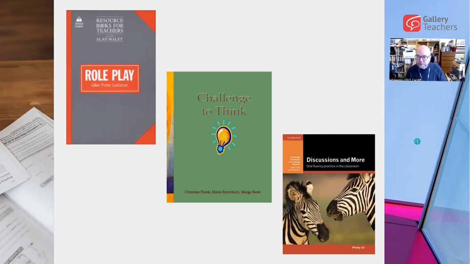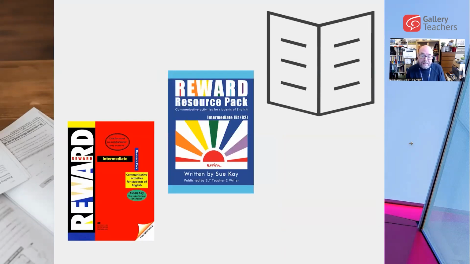More up-to-date books, of course, are available. This final one by Penny Ur. It's not the only book that she's written on discussions. This one is called Discussions and More by CUP. It's still in print. And there is, of course, her old classic, Discussions That Work, also now out of print, but still available on the internet. Then we have old classics. Sue Kay, published 30 years ago. I remember it. I used this book so much. It was called The Reward Intermediate Resource Pack.